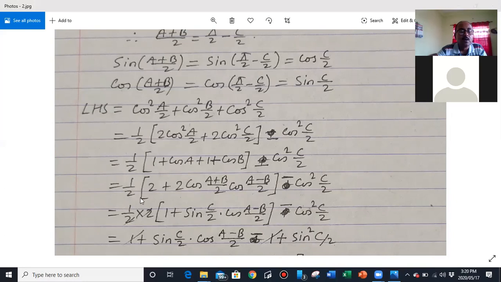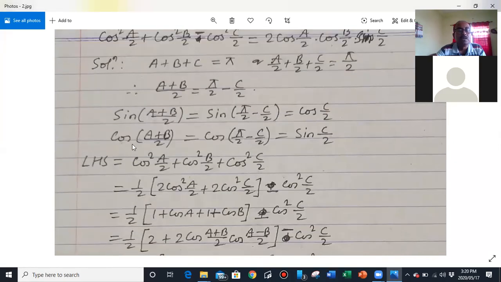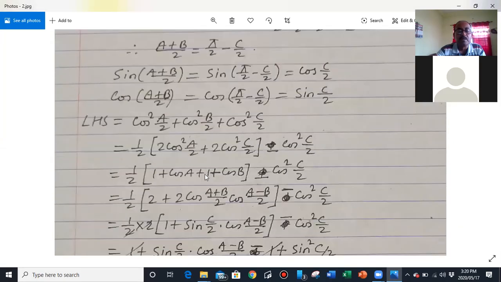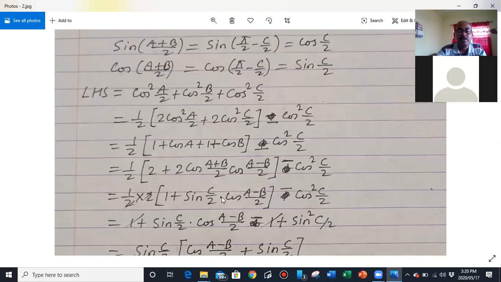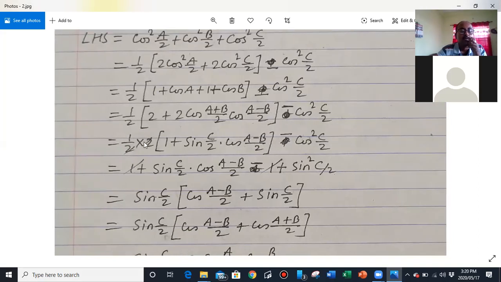Now take 1 by 2 common: 1 by 2 into 2, 1 plus cos (a plus b) by 2. See here, cos (a plus b) by 2 is sin c by 2. So this is sin c by 2 into cos (a minus b) by 2 minus cos square c by 2. Now 1 by 2 and 1 by 2 cancel. So only this is left, no need of bracket. 1 plus sin c by 2 cos (a minus b) by 2.